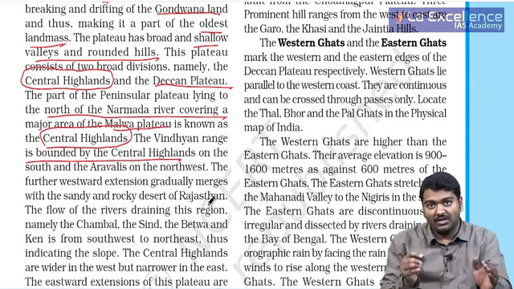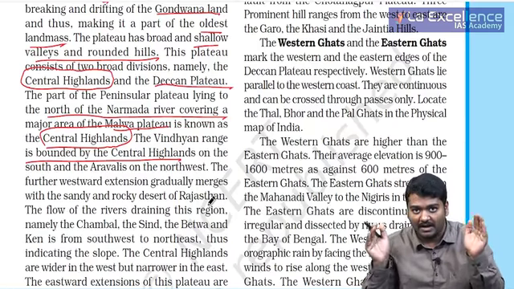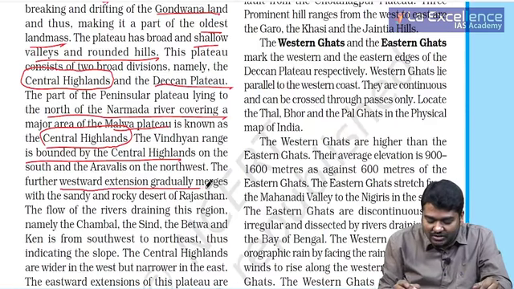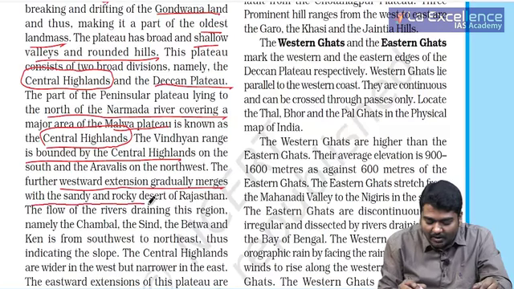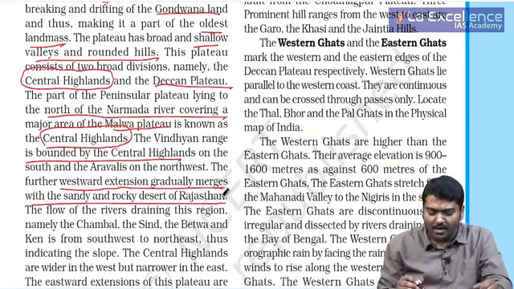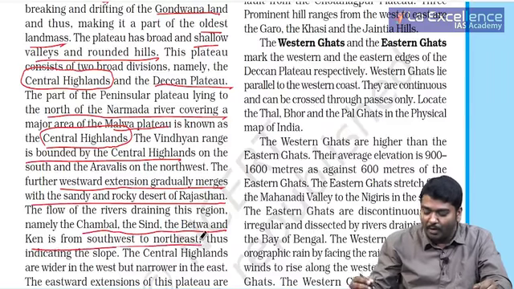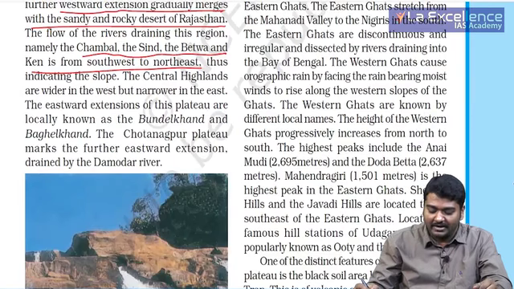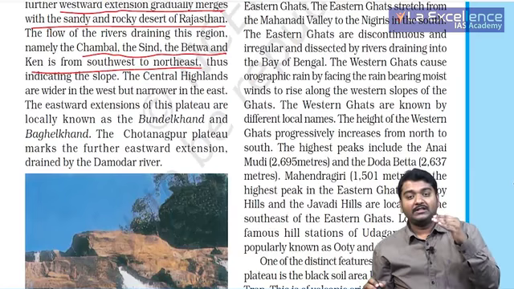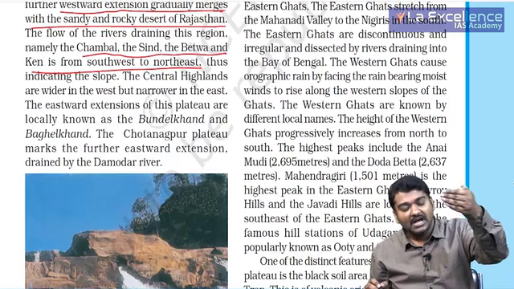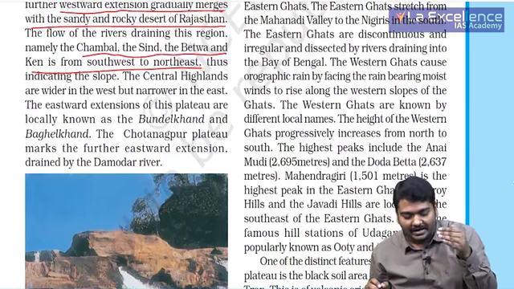Now when we actually consider only central highlands, we have to see this. Westward extension gradually merges with the sandy and rocky desert of Rajasthan. Rivers Chambal, Sindh, Betwa, Ken are the most important rivers which are present. In drainage, I will be going through this carefully, but I want you to know that plateau is divided into two parts. Central highlands above Vindhyas and Satpuras, below that you find Deccan Plateau.